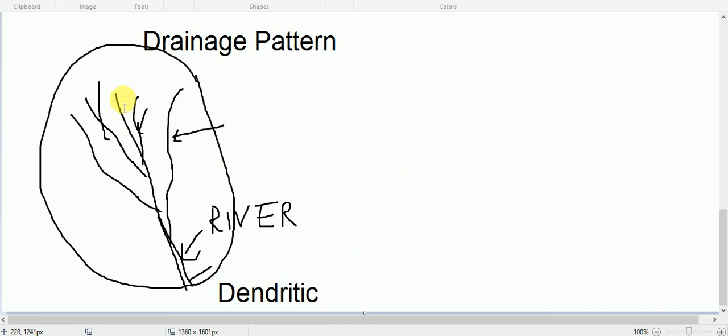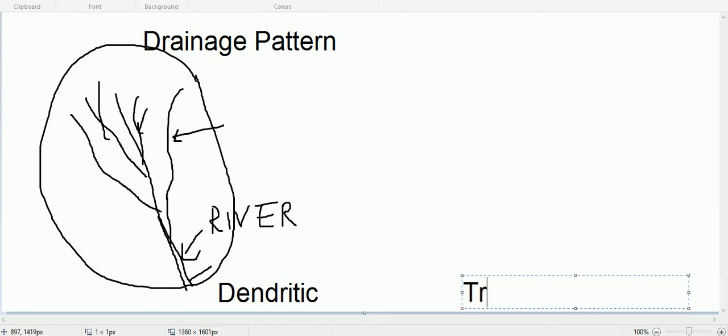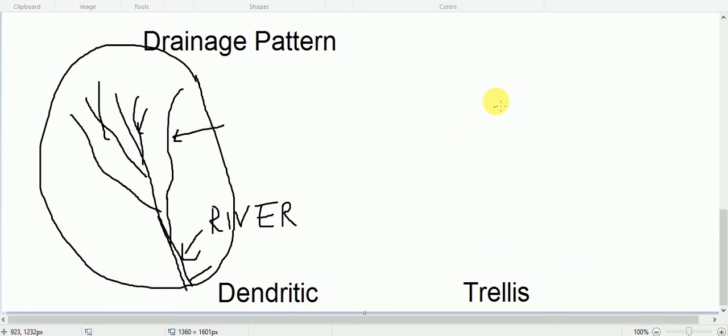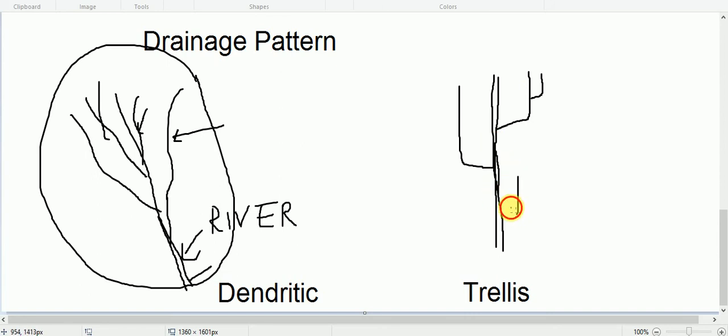the trellis pattern. Actually, in the trellis pattern, let us say this is the main river, and here the tributaries join the main river at right angles like this. This pattern is called a trellis pattern. The river is flowing down on this side here.